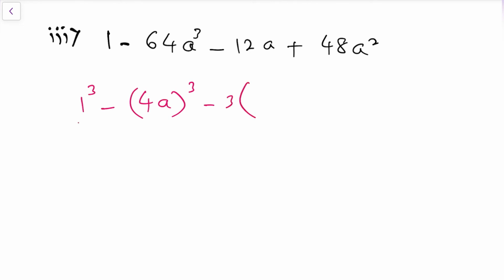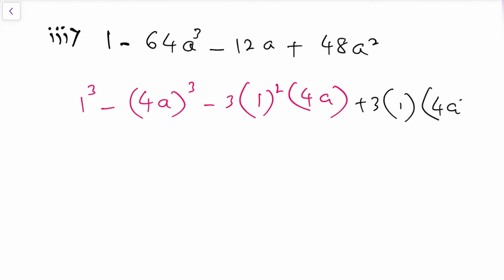So 3 into a, a is nothing but 1, so 1 square into b, b is nothing but 4a. Then plus 3a b square, plus 3 into a is nothing but 1, into b is nothing but 4a whole square. So this is a cube minus b cube minus 3a square b plus 3a b square, which is nothing but the a minus b whole cube formula. So a is 1, b is 4a. So 1 minus 4a whole power 3.